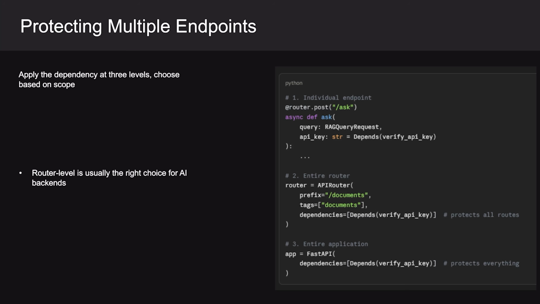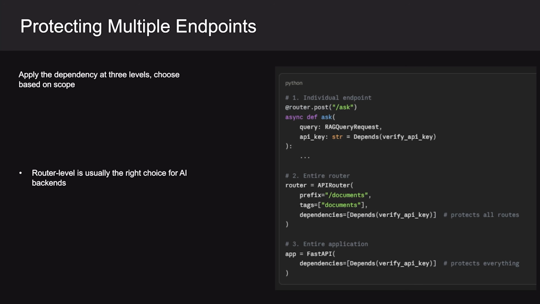Second, the entire router. Pass it in the dependencies list when creating the router. Every route in that router is now protected without touching individual functions. Third, the entire application. Pass it when creating the FastAPI app. Every endpoint in every router is now protected.